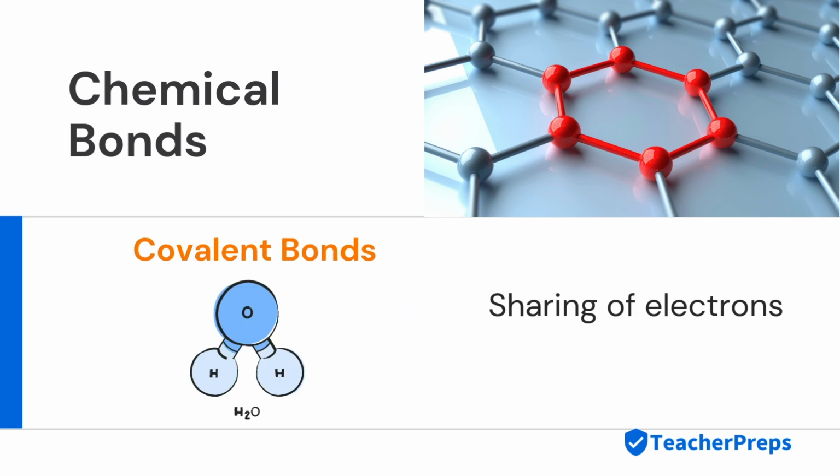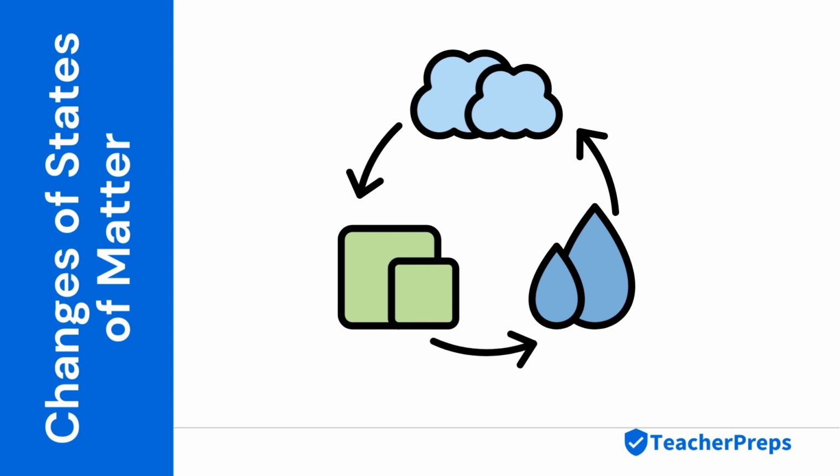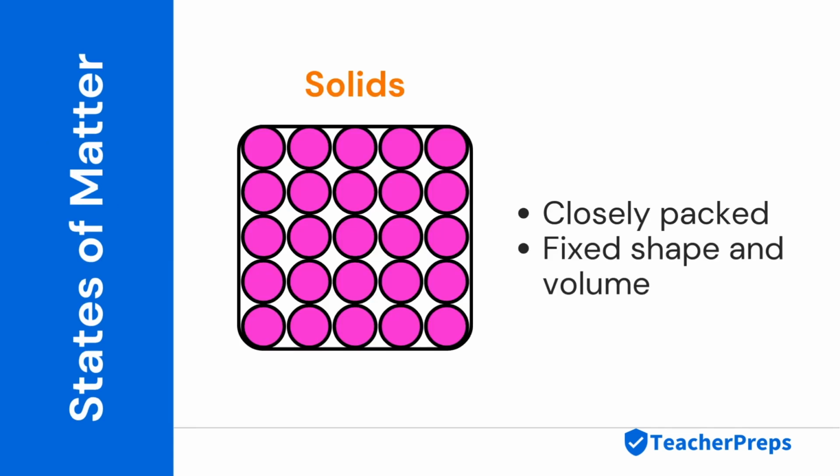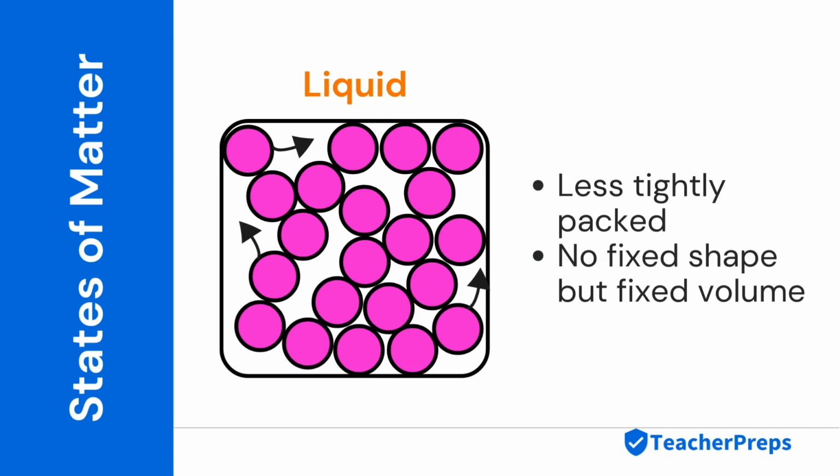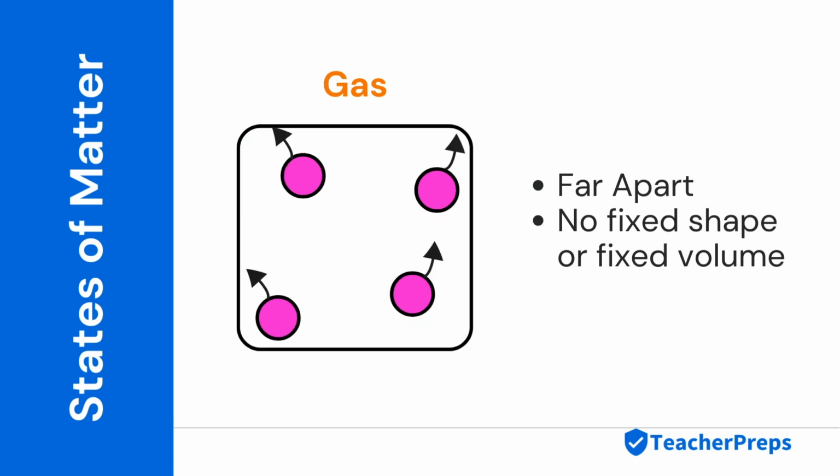All right, next we have covalent bonds, which are when atoms share electrons in order to stick together and fill up their outer electron shells. The example we can see on the screen right now is H2O, or water, which means 2 parts hydrogen, 1 part oxygen. Great. Now let's move on to a quick refresher about the common states of matter, which include solids, and these have a fixed shape and volume. Liquids, which have no fixed shape but a fixed volume. And gases, which have no fixed shape or volume.